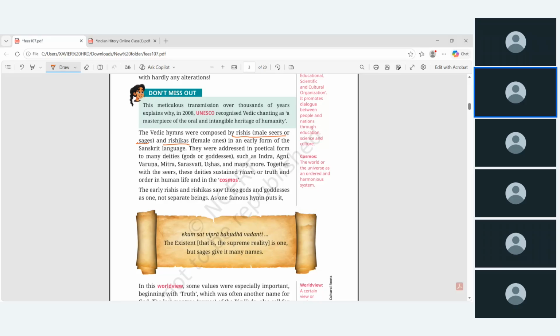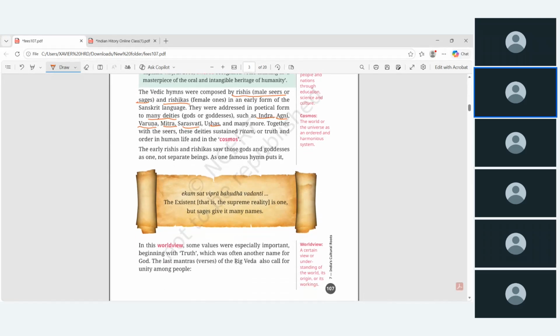Talking about some of the rishi families, we will discuss that. And the poetical forms are poems recited on deities, gods and goddesses, such as Indra, Agni, Varuna, Mitra, Saraswati, Ushas, and many more.